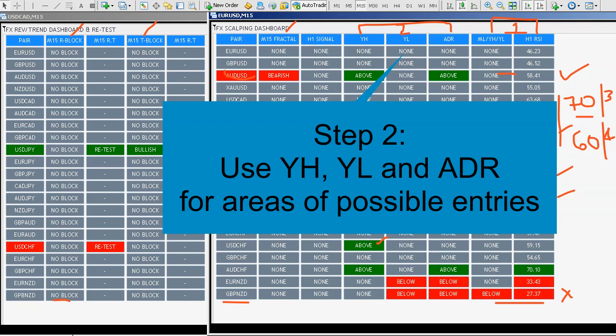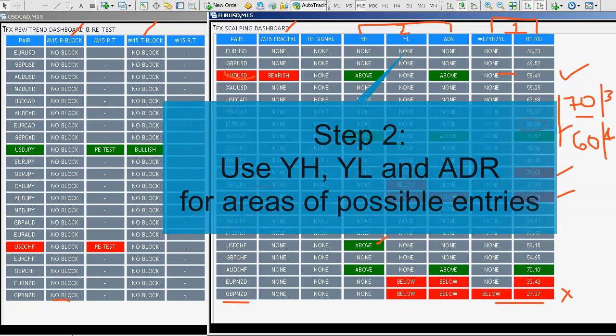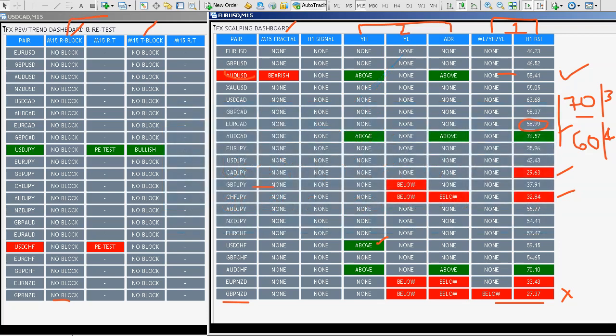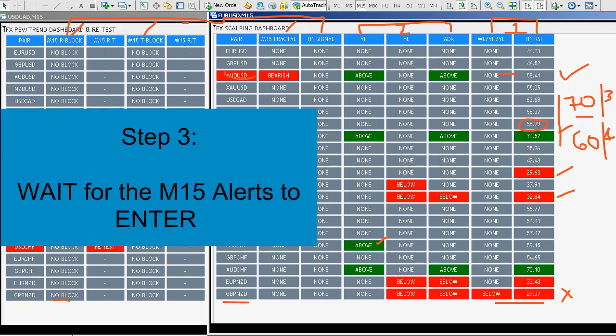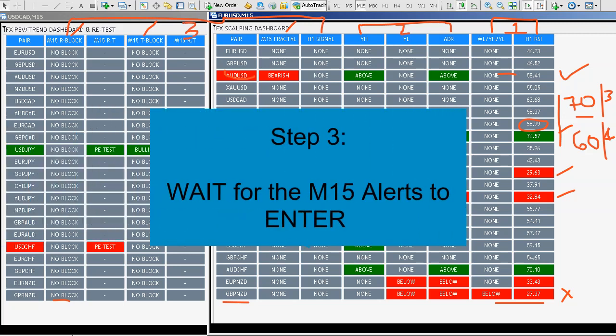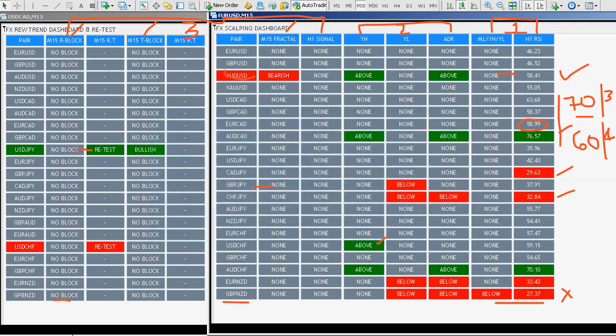All right, so this is step 1, step 2, and then step 3, which is the last step, would be right over here on pretty much all of this. It is that we wait for an entry to happen. We wait for a block, whether it's a reversal block or a retest of this block. Right over here, you see Dollar Yen gave us a retest of a reversal block, and at the same time we also got a trend block entry.